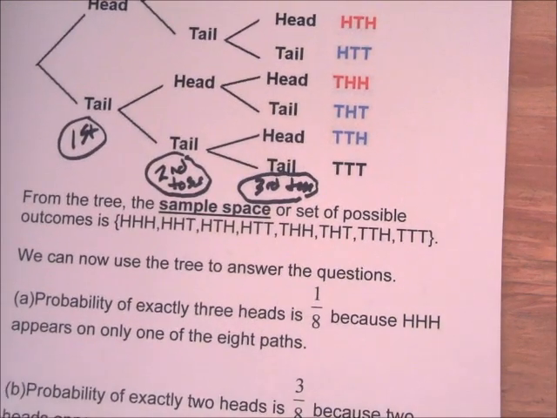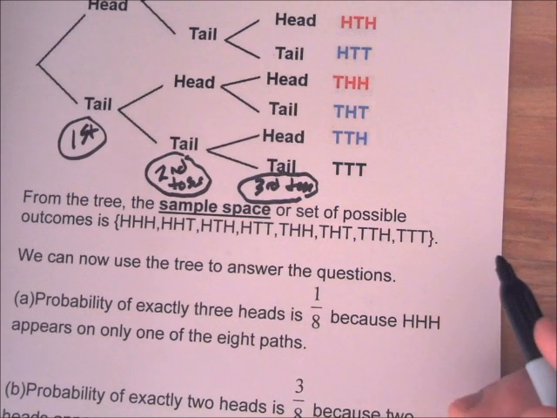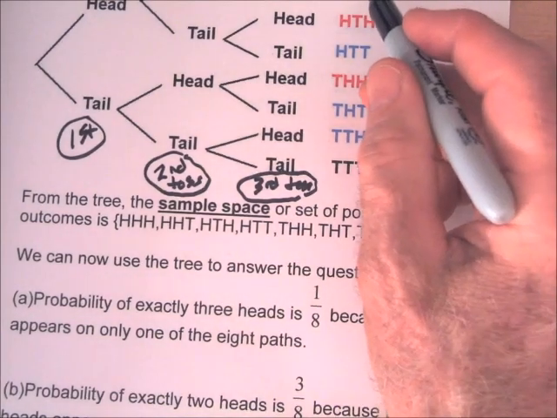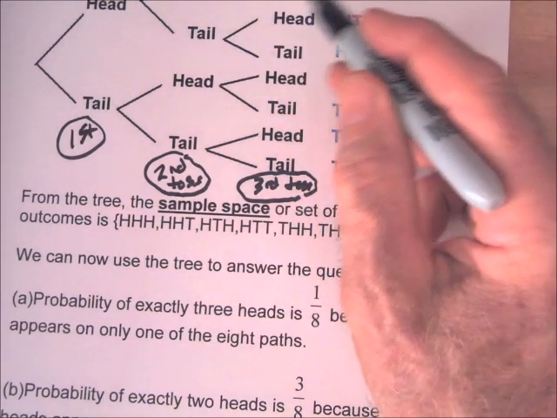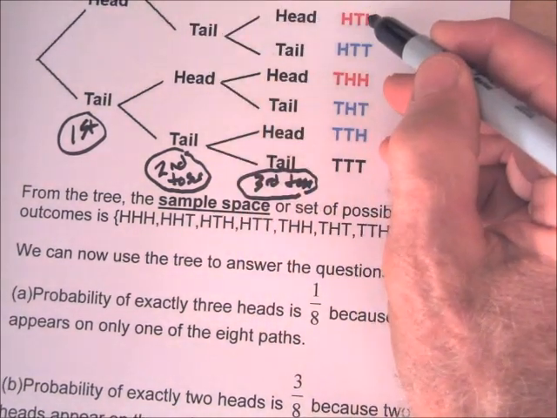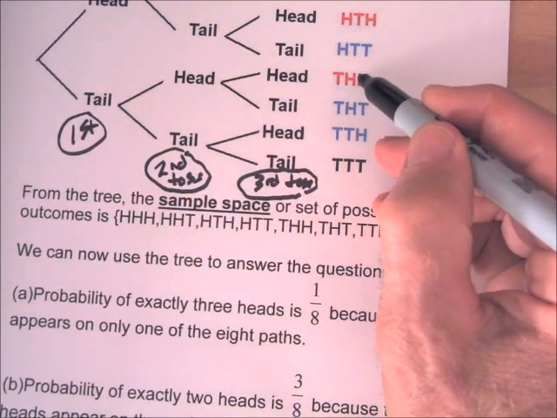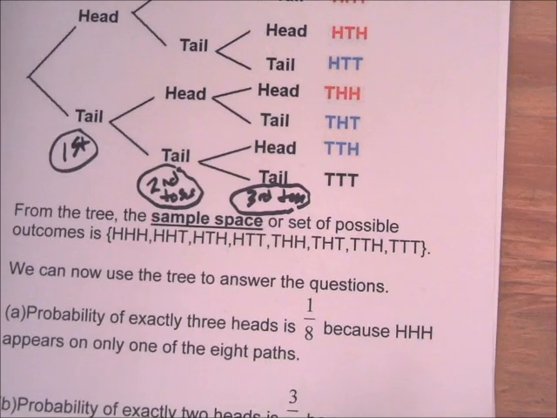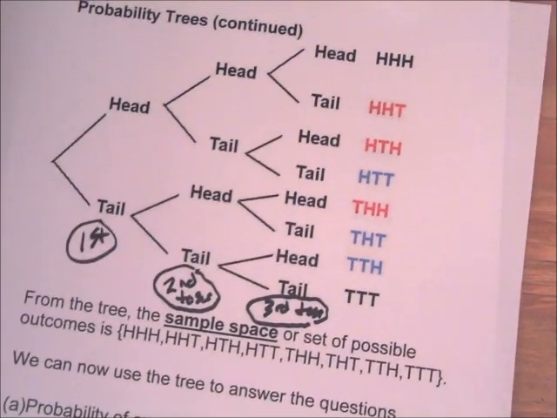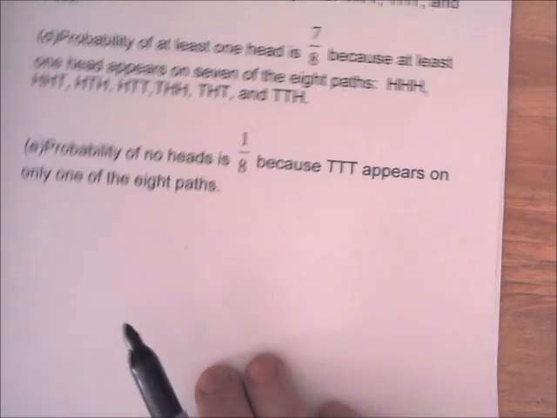Probability of exactly 2 heads is 3 out of 8, because I put the paths with 2 heads in red here. So head, head, tail has 2 heads. Head, tail, head has 2 heads. Tail, head, head has 2 heads. So it's 3 paths out of 8. So it's the probability of 3/8.